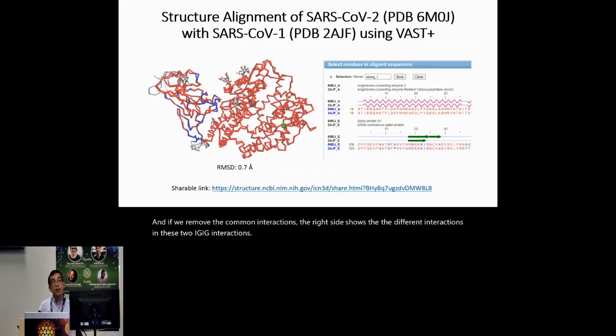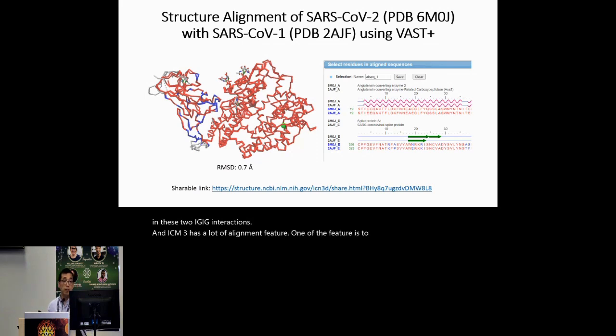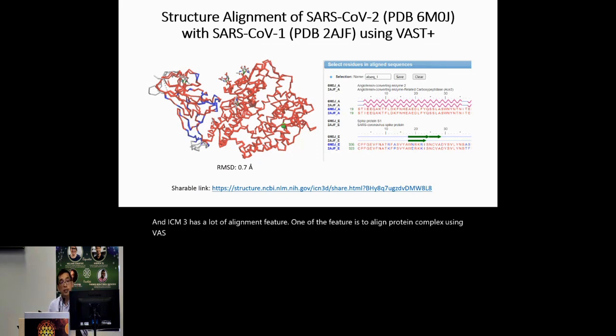iCn3D has a lot of alignment features. One of the features is to align protein complexes using VAST+. Here shows the SARS-CoV-2 and SARS-CoV-1 alignment of the interaction between ACE2 and the spike protein. The spike protein is on the left part, and ACE2 is on the right part. The right side shows the sequence mapping based on the structure alignment.